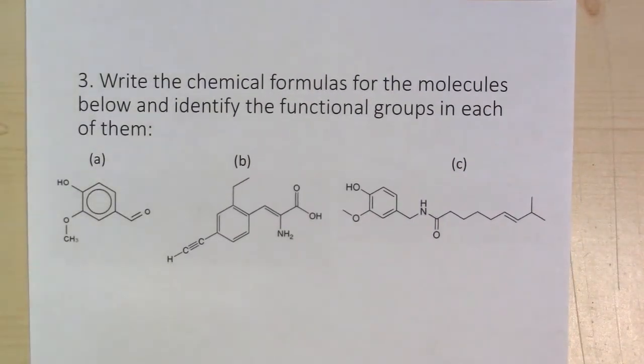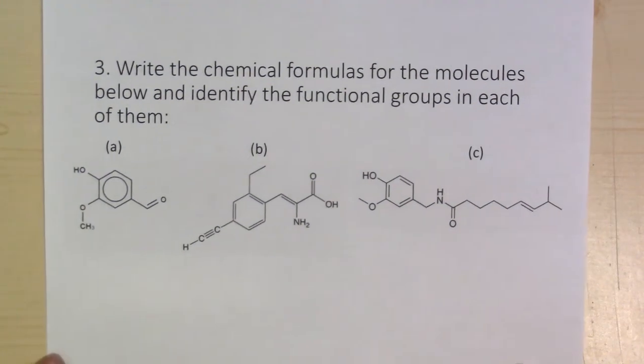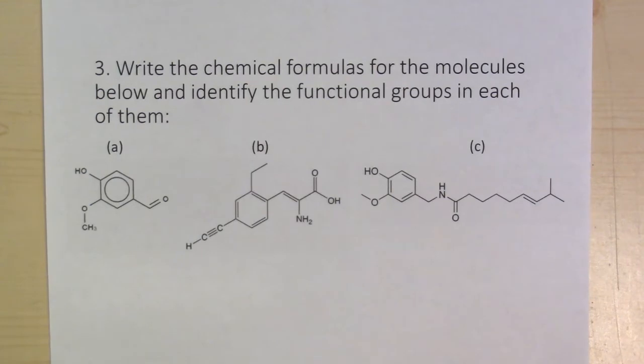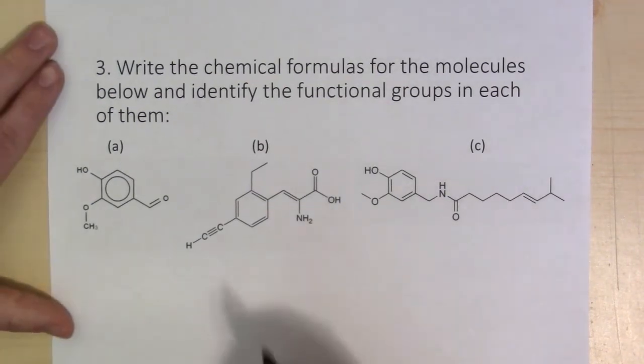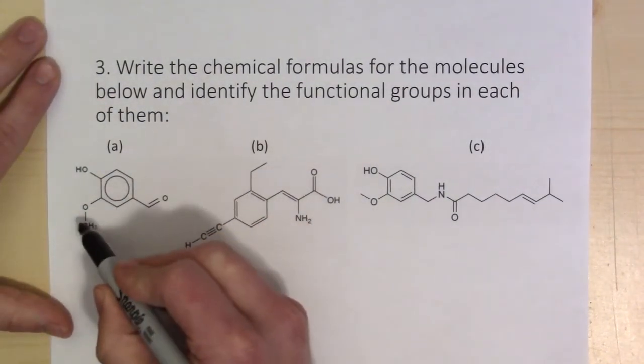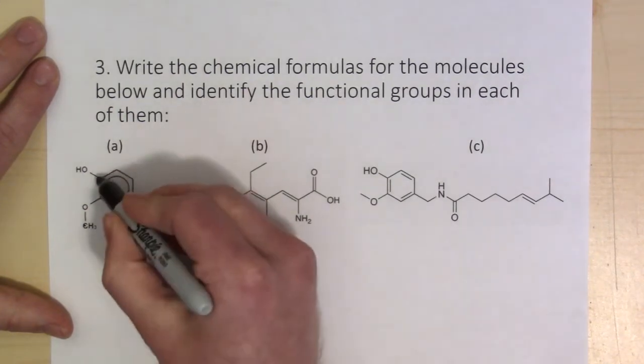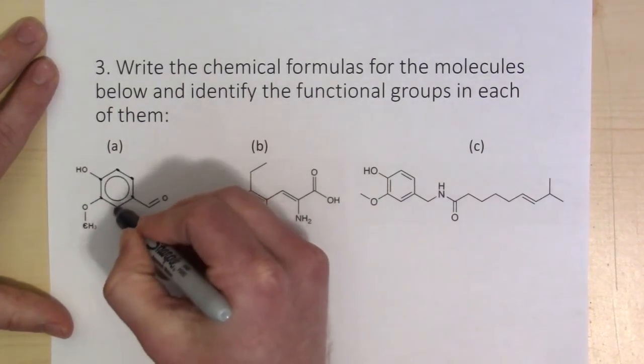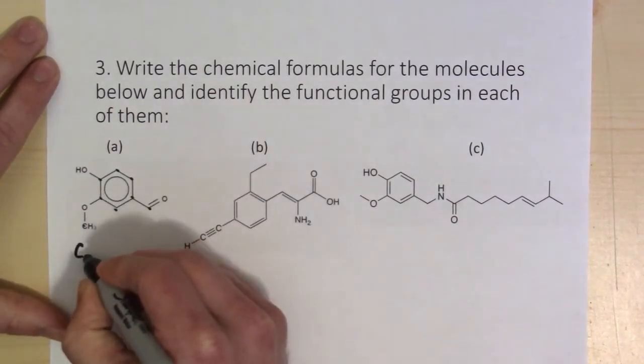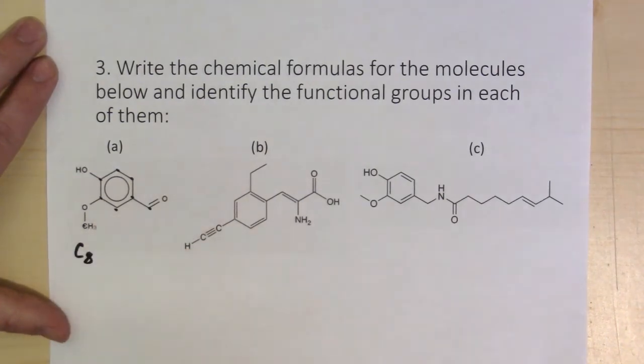Moving to number 3, it says write the chemical formulas for each of the molecules below and identify the functional groups present in each of those molecules. So first we'll just come up with the formula for each of these molecules. So counting up the carbons first, there's 1, 2, 3, 4, 5, 6, 7, 8. It's going to be C8.